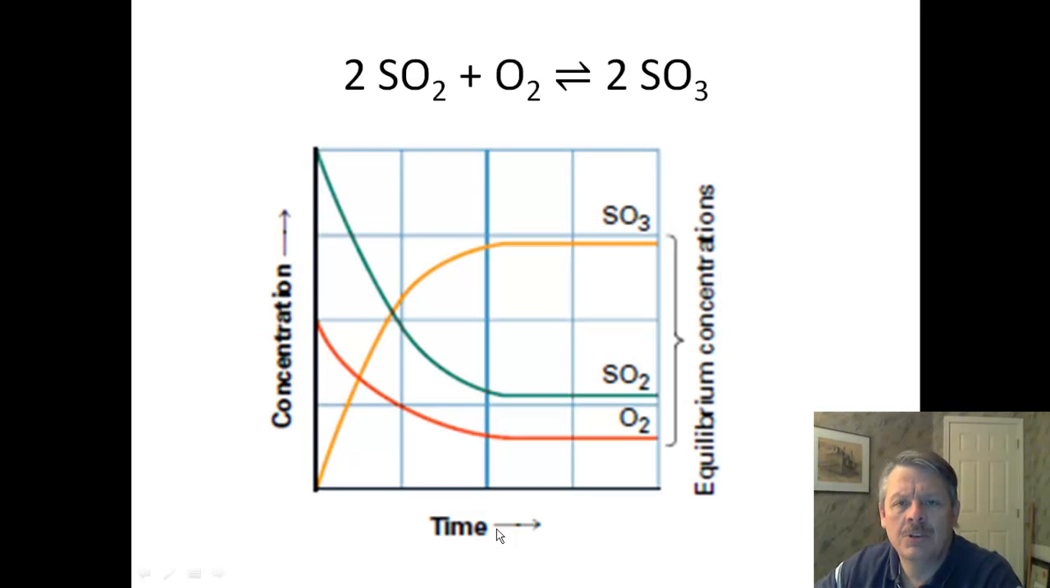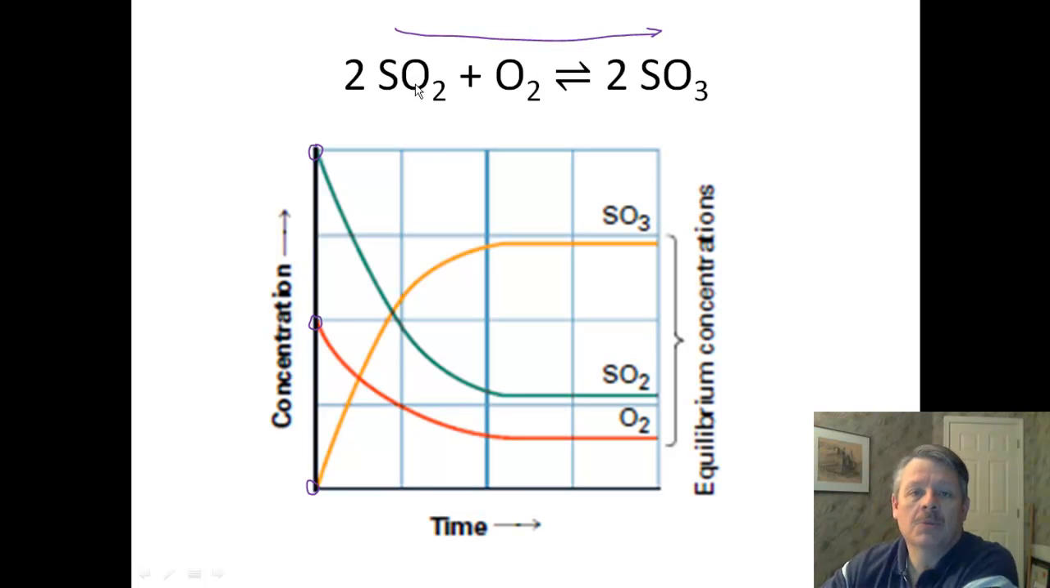Let's say that we start with just SO2 and oxygen. So at time 0, we have a certain amount of SO2 and we have a certain amount of oxygen, right? And we have no SO3. Well, as the reaction proceeds, the reaction is going to proceed in this direction because we're starting with a very high concentration of SO2 and oxygen, and we move towards creating SO3. So that's what happens. That's this yellow line going up here that you see, right?